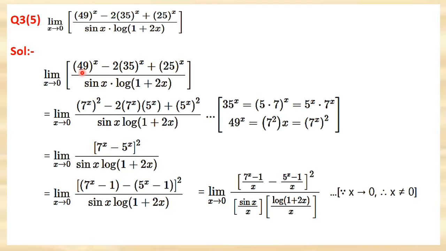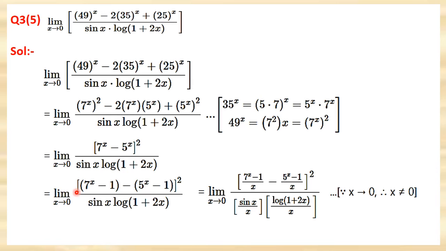Here we rewrite the numerator terms. 49 is 7 square, and it can be written as (7 raised to x) whole square. Minus 35 can be written as 7 into 5, so 7 raised to x into 5 raised to x. Plus 25 is 5 square, so (5 raised to x) the whole square. The denominator is as it is. Now the numerator is of the form (a minus b) the whole square, so it is (7 raised to x minus 5 raised to x) the whole square, denominator as it is.